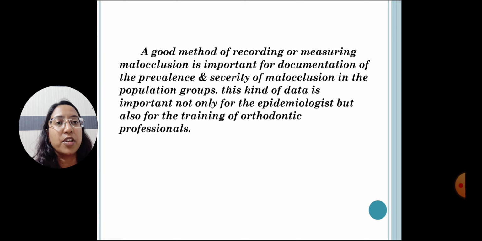A good method of recording or measuring malocclusion is important for documentation of the prevalence and severity of malocclusion in the population groups. This kind of data is important not only for epidemiologists but also for the training of orthodontic professionals.